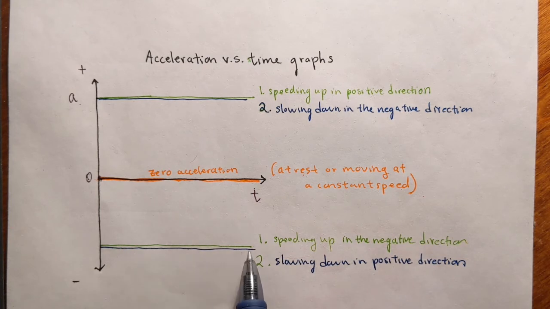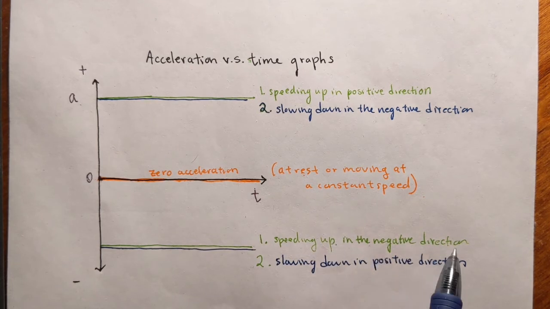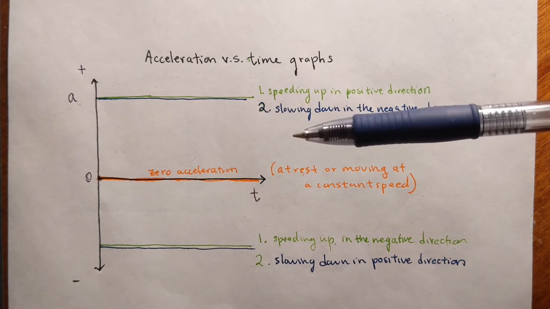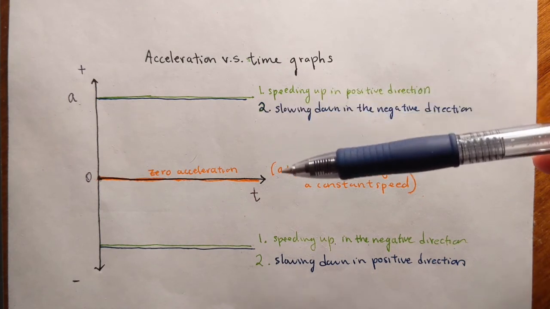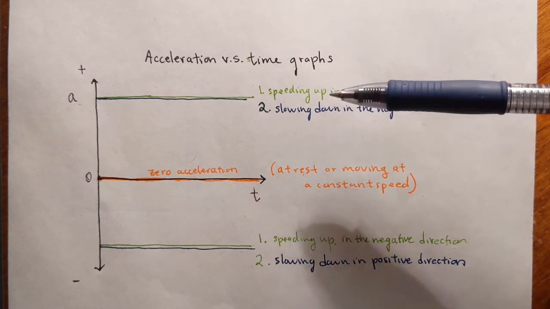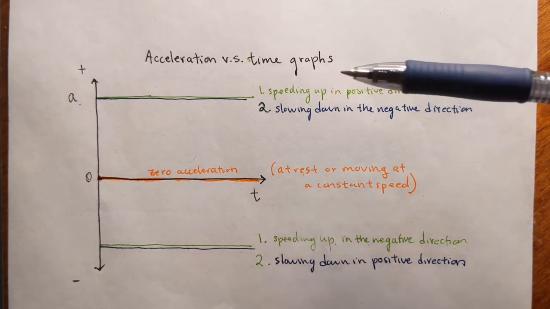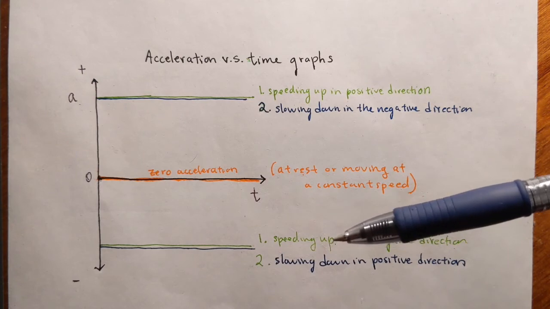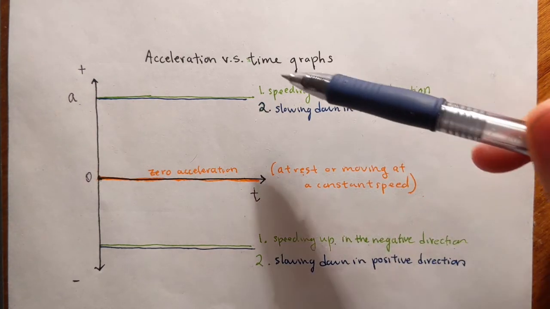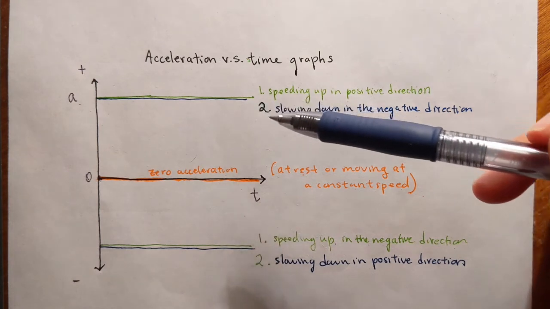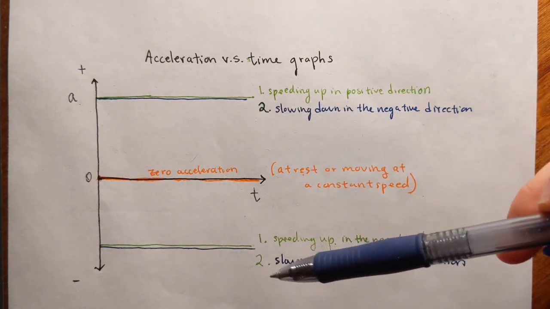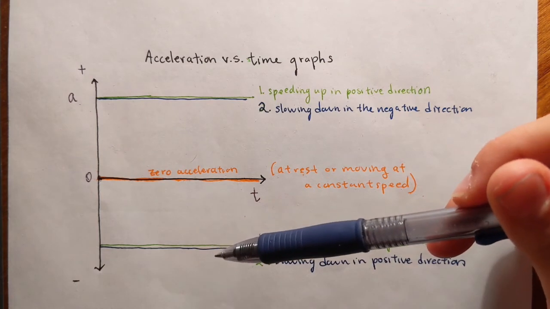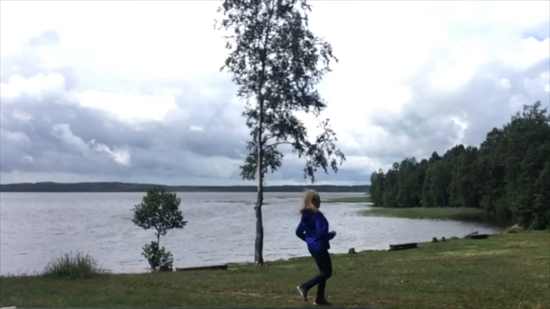So a negative acceleration can mean one of two things. It can either mean that the object is speeding up in the negative direction or slowing down in the positive direction. When you ask yourself in which direction the person is moving, if you say, ooh, the person's moving in the positive direction, that must mean the acceleration is positive. No, not necessarily. It depends also on whether they're speeding up or slowing down. Because if they're moving in the positive direction and speeding up, they have a positive acceleration. But if they're moving in the positive direction and they're slowing down, then they have a negative acceleration.